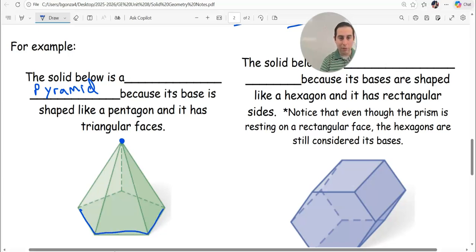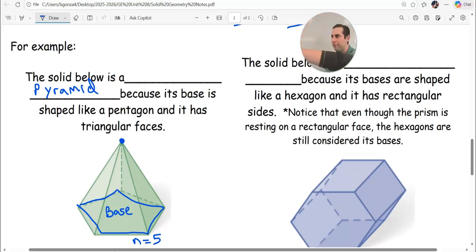1, 2, 3, 4, 5. That's ugly. 1, 2, 3, 4, 5. It's still ugly. Whatever. This is the base, right? The number of sides is 5. What do you call a 5-sided polygon?